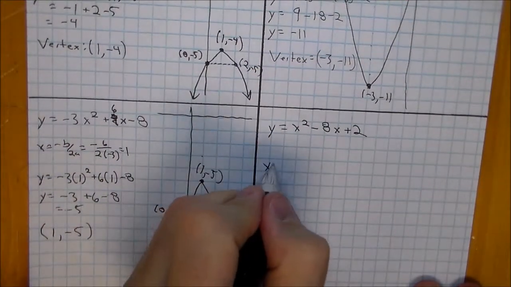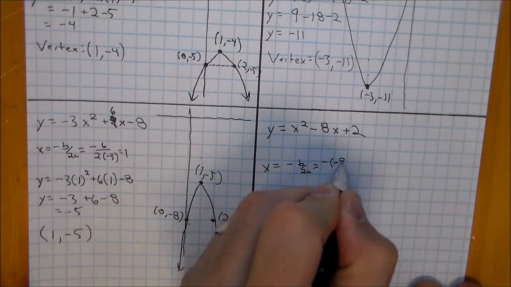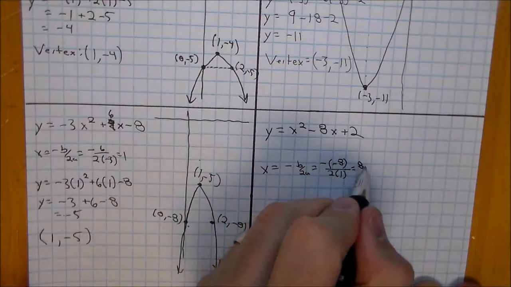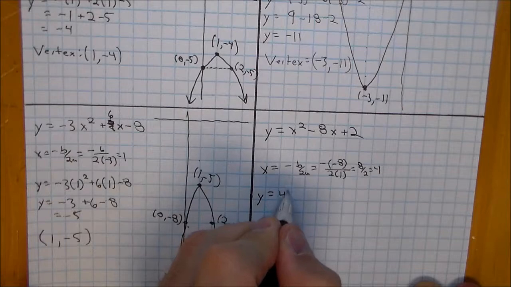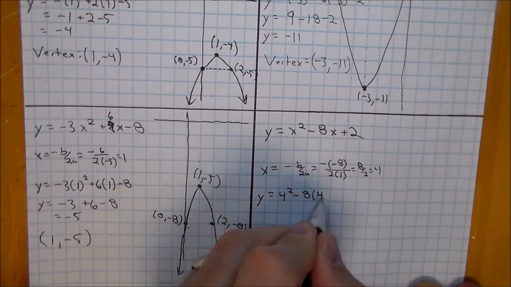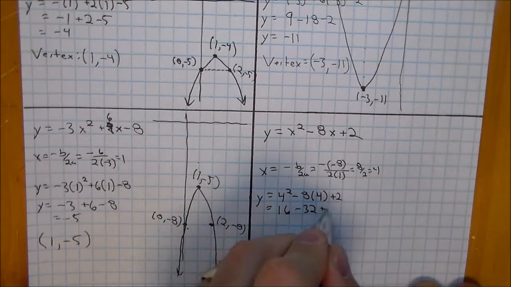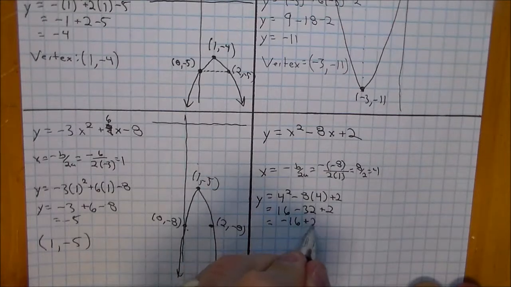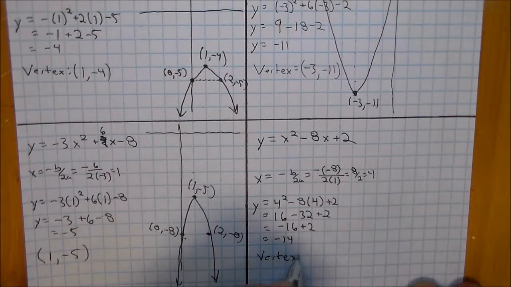Last one, x equals negative b over 2a. Negative negative 8 over 2 times 1 gives us 8 over 2, which is 4. Y is going to be 4 squared minus 8 times 4 plus 2. We get 16 minus 32 plus 2. Now 16 minus 32 is negative 16. Plus a 2, we get negative 14. So our vertex is at the coordinate 4, negative 14.